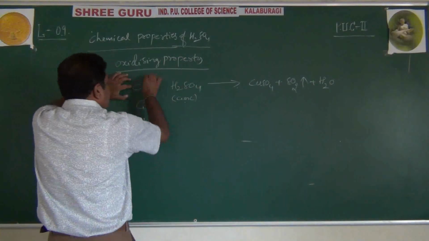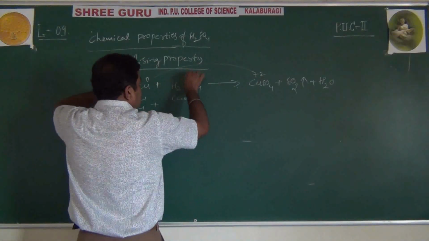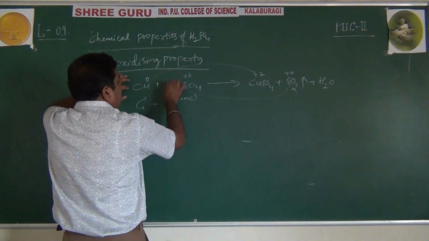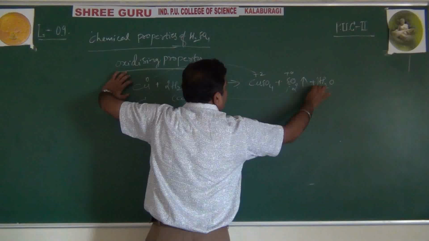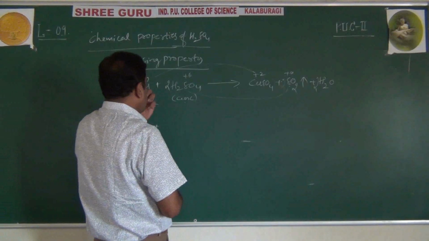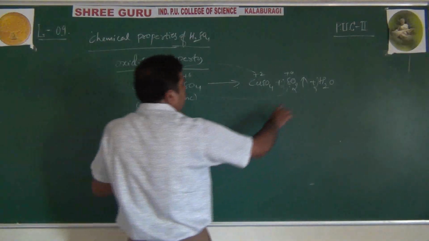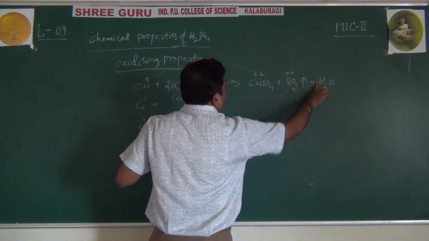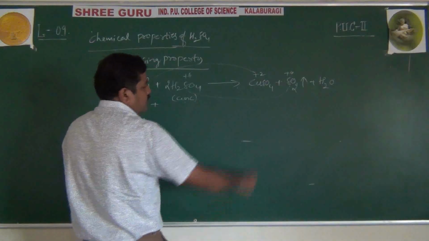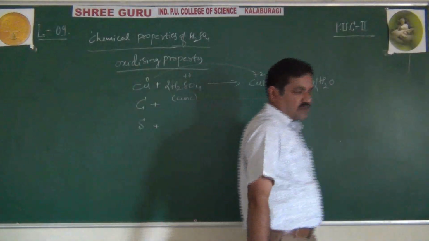Remember, 0 to plus 2. It oxidizes the copper to copper sulfate, and reduces itself to sulfur dioxide. So balance the equation: 2H2SO4, 2H2O and 2SO4. That's it. 4, 6, 2, 4 are 8. Sorry, already it is balanced. Okay. Right. 4, 6. That is it. Now it's a balanced equation.